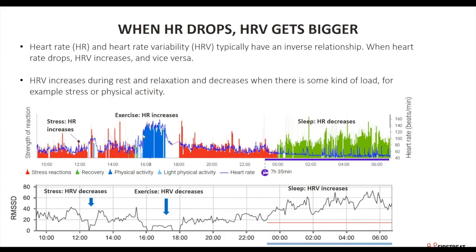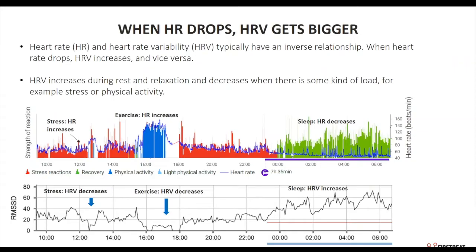Same with physical stress. During exercise, heart rate increases significantly. The blue color indicates that, and then heart rate variability is going to be very low during that time. Very natural reaction, as physical activity is a strong stressor, and thus the heart rate variability will be very low during that. But then during sleep, this is what we would expect to happen.